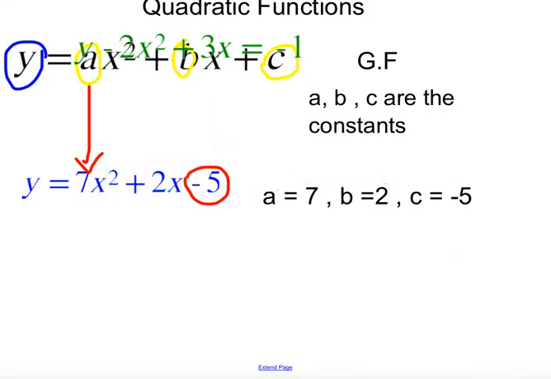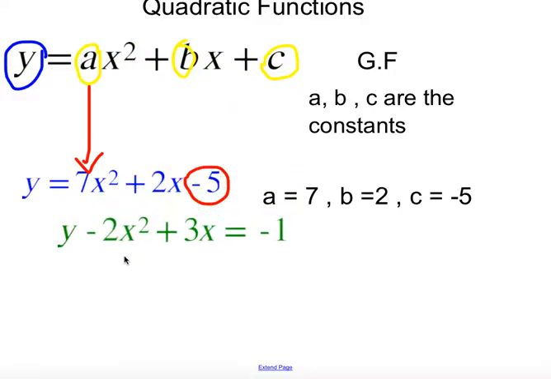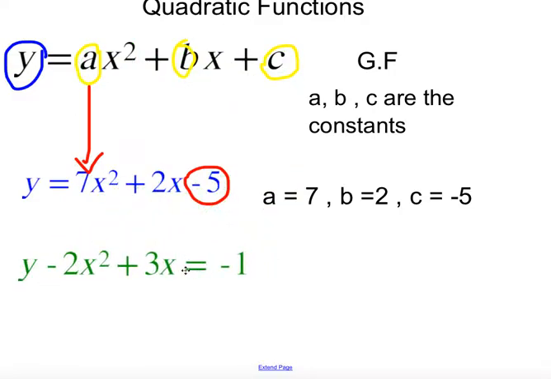The prompt of this problem is of course going to be: find what the a, b, and c values are. Okay, let's see. The very first step is to compare your problem here, the green equation, to the general formula y equals ax squared plus bx plus c.